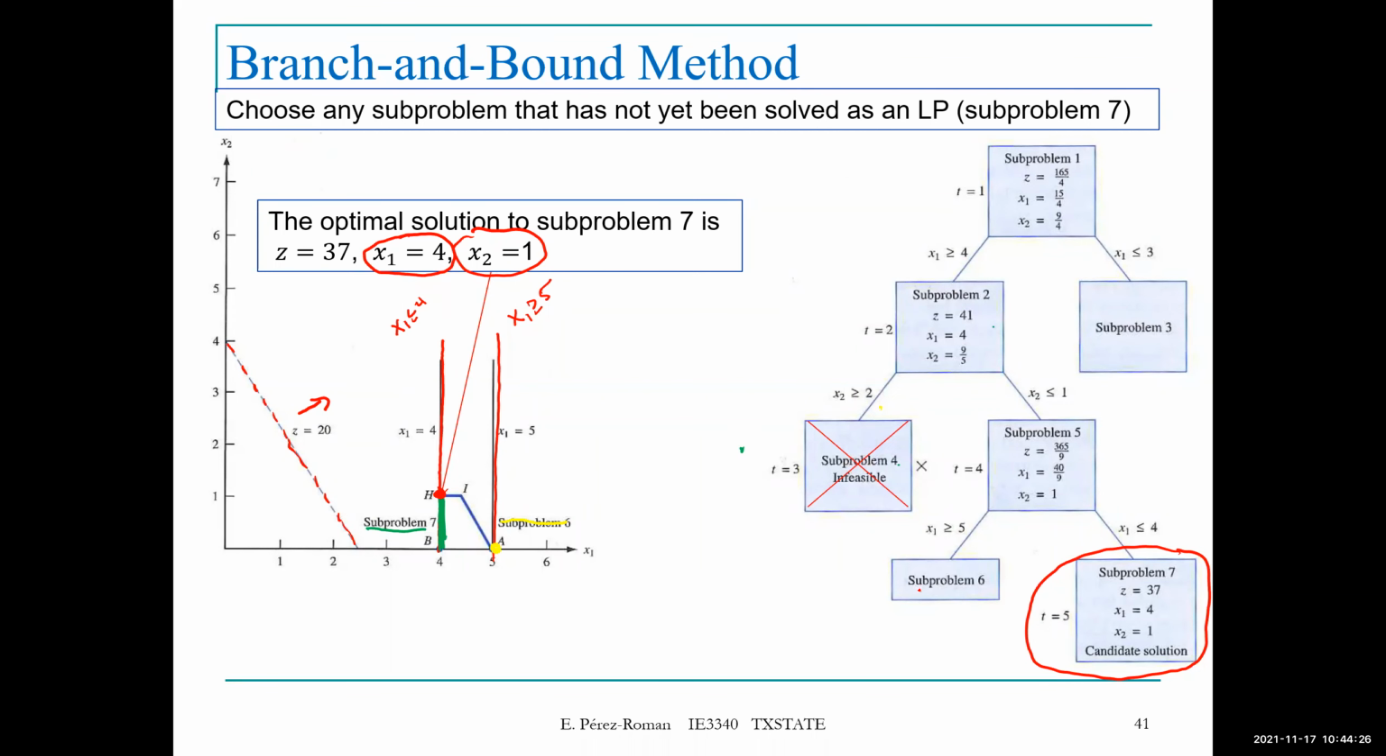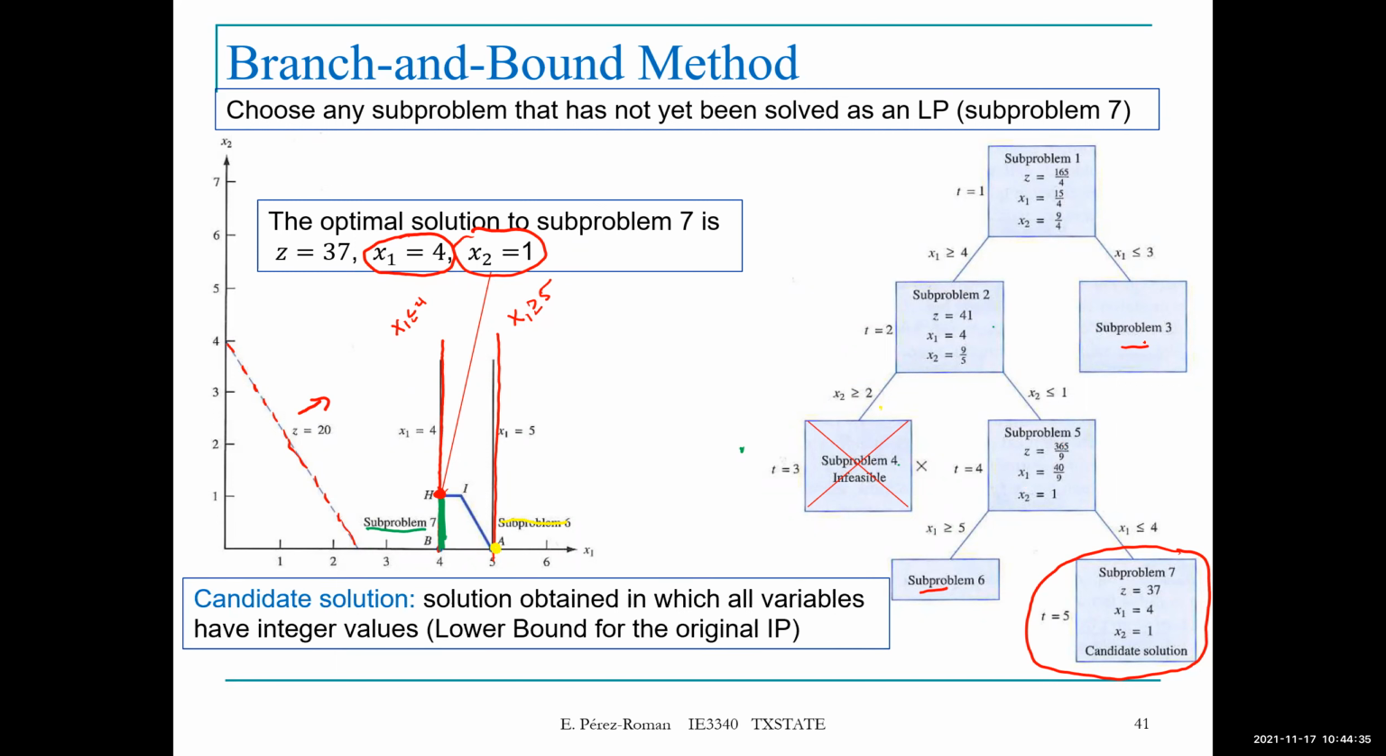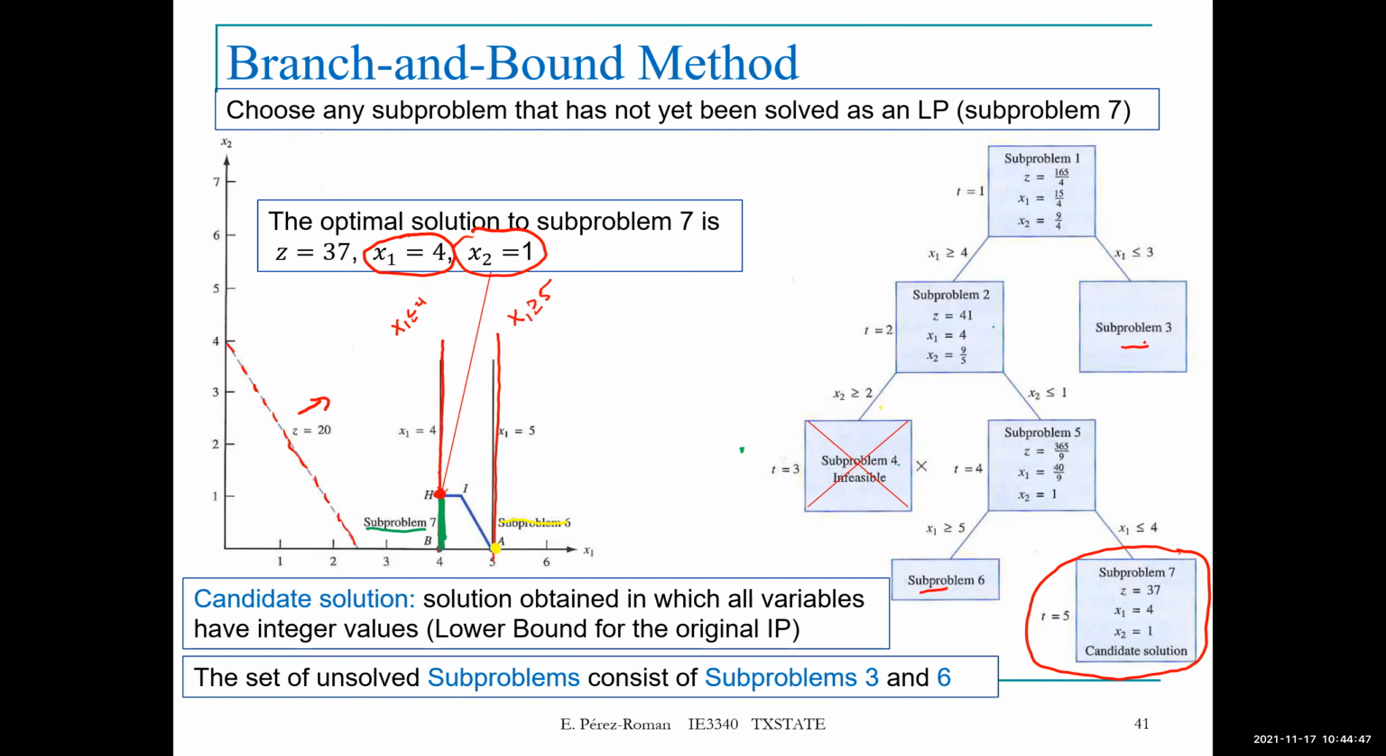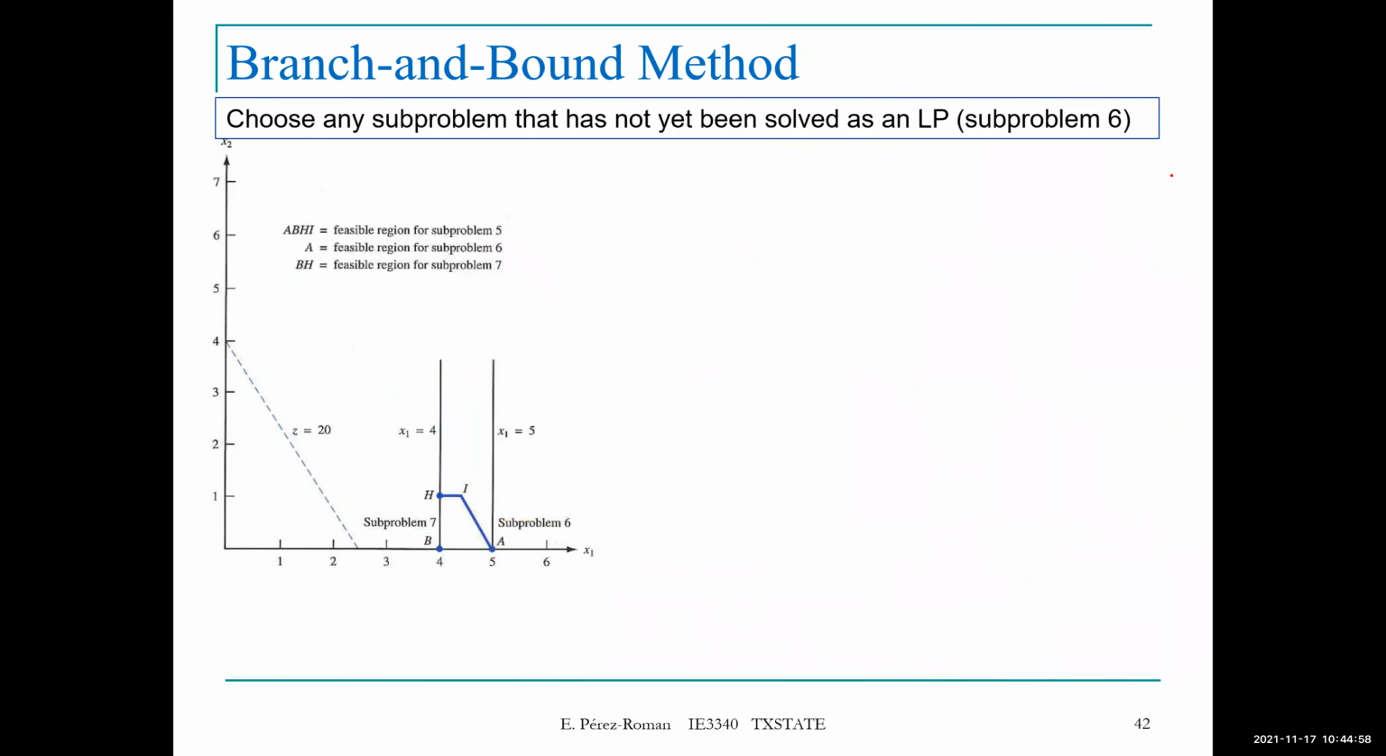But we are not done because we have two unsolved subproblems. So we need to find out if we can get a better solution from any of those two. So we have a candidate solution in which all variables have integer values. This is going to be a lower bound for the original integer programming model. The set of unsolved problems consists of subproblem 3 and 6. So now we are going to branch on those two.